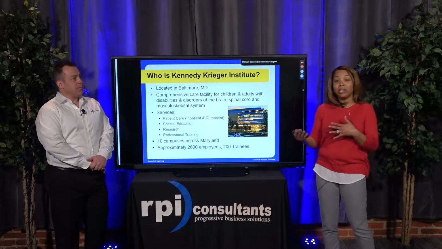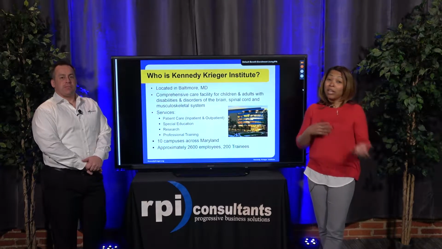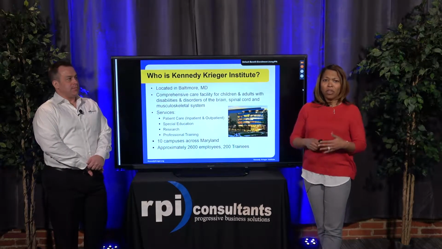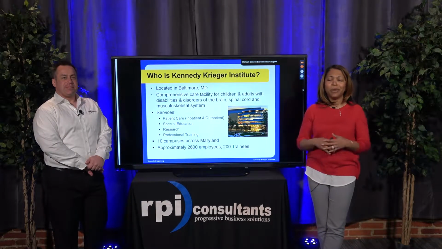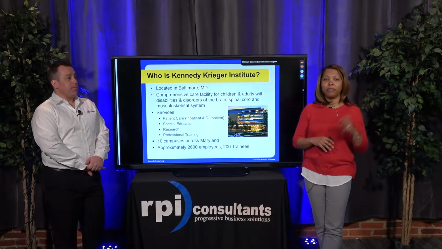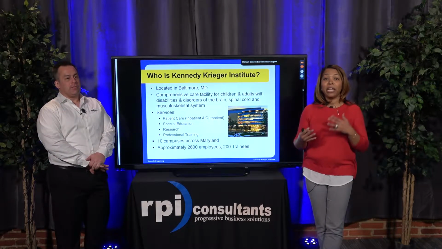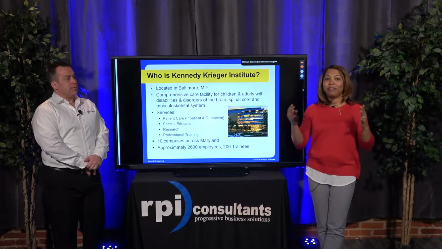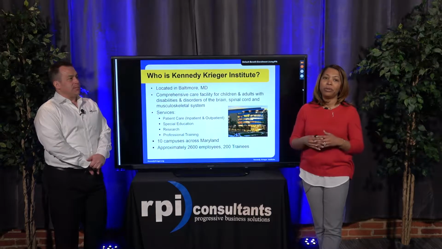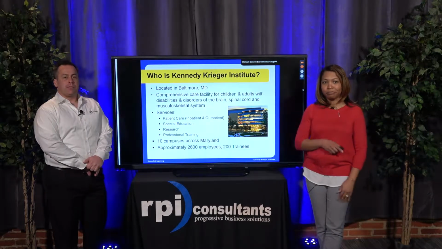Before we get started, just a little bit about where I'm from, where I work. Kennedy Krieger Institute is located in Baltimore. We are a comprehensive care facility for children with disabilities. So we do everything under that umbrella, from education to Head Start to research, to outpatient and inpatient care. So we have lots of different varying needs, lots of different varying employees. And we have about 2,600 employees, so we're about a medium-sized company.